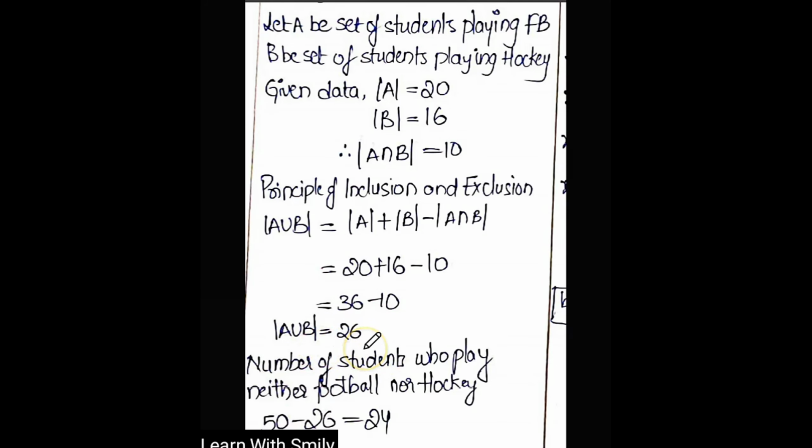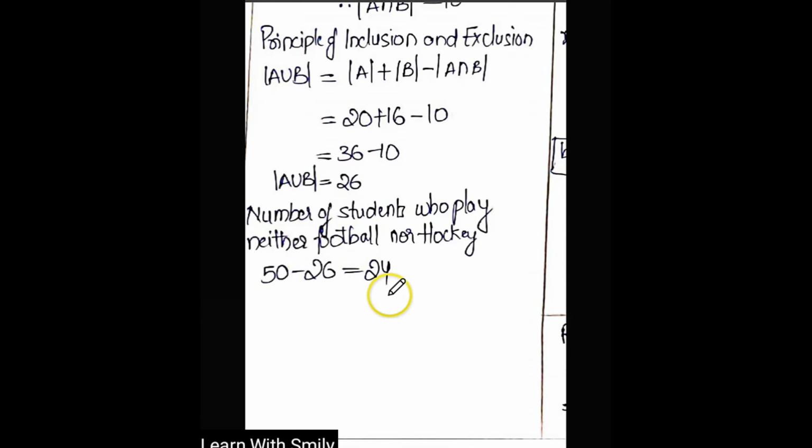So who plays neither football nor hockey? These 26 people are the ones who play either one of the games or both, right? So for those who play nothing, we have to subtract this union from the number of students, that is 50. So by this we can come to the conclusion that 26 are playing at least hockey or football or both, and 24 students are playing nothing, no sport.